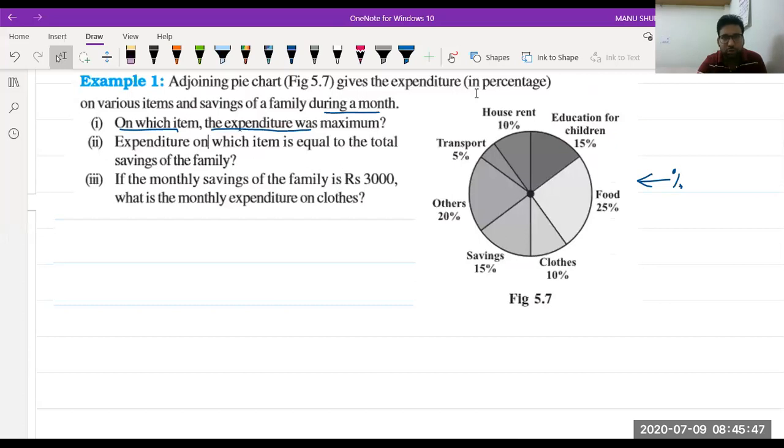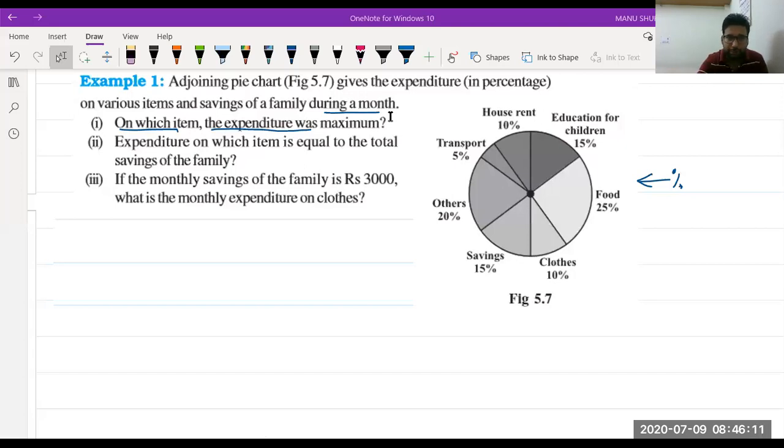Food. Rudra, Harshul, Dev, all are saying food. How much percent is it, beta? It is 25%. So we can see in this pie chart that all are in percentage and 25 is the maximum percentage. So we can say on food the expenditure was maximum.